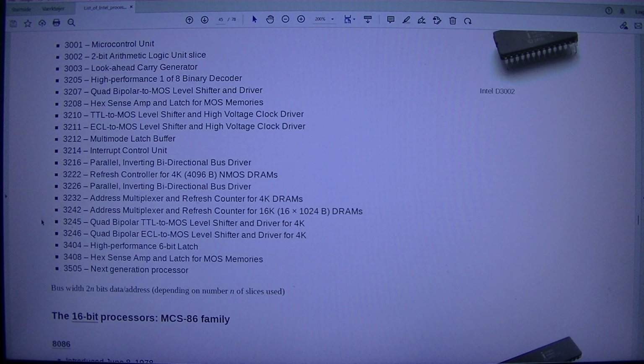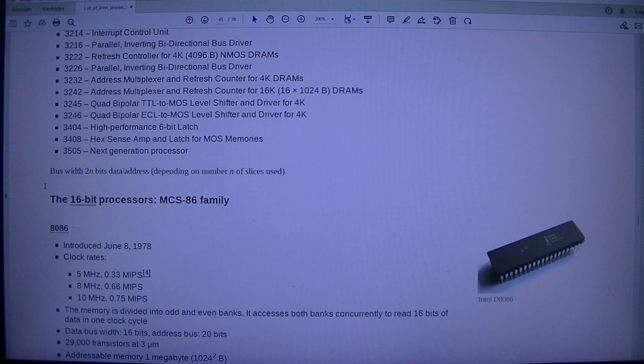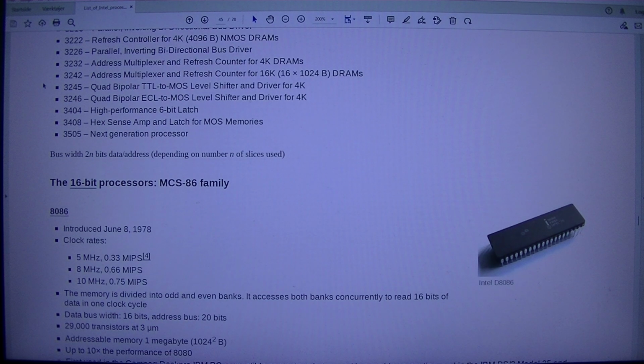3222 refresh controller for 4K, 4096B, MOS DIMs. 3226 parallel, inverting bidirectional bus driver. 3232 address multiplexer and refresh counter for 4K DIMs. 3242 address multiplexer and refresh counter for 16K, 1024B, DIMs.